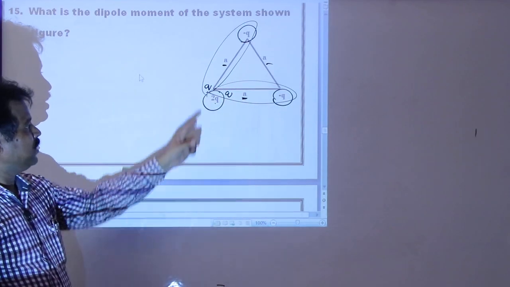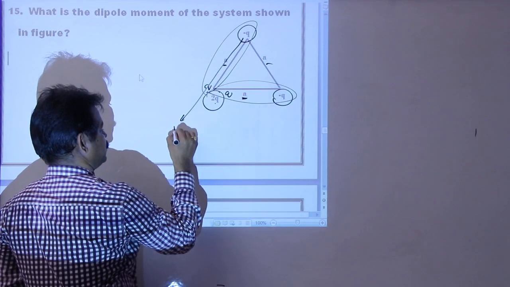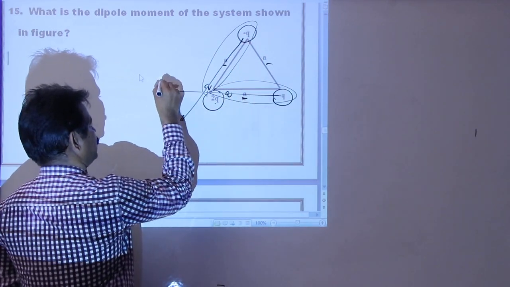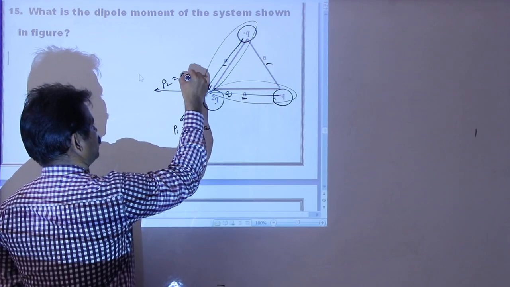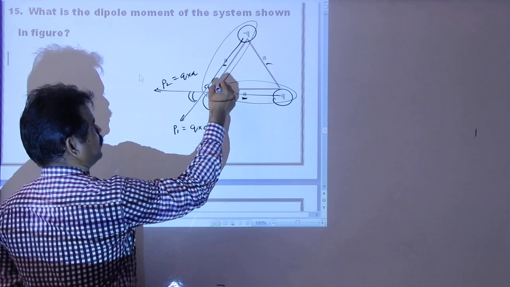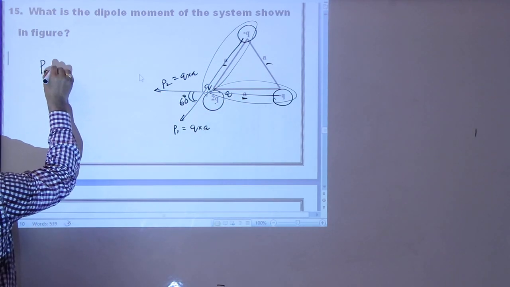Now this is a dipole, this is another dipole. What is the dipole moment of this first dipole? Dipole moment will act from negative to positive charge. This is P1 and this is P2. So what is P1? q into A. What is P2? q into A. We know that this is an equilateral triangle, so the angle will be 60 degrees.